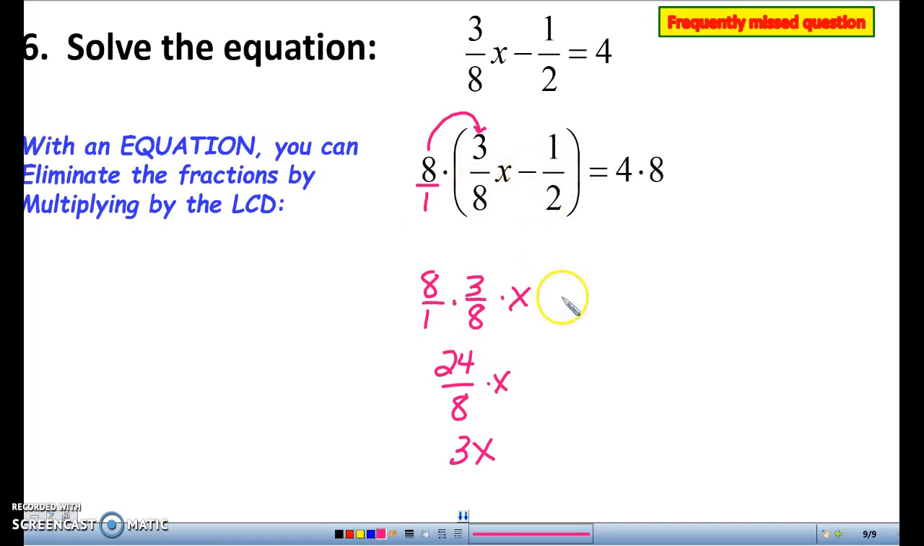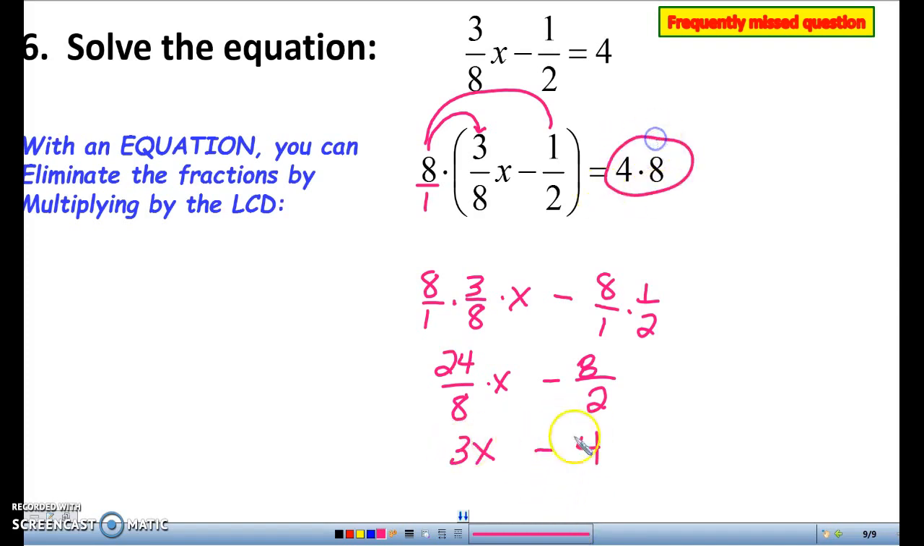Let's bring down that minus sign. Now we're going to take 8 times 1/2. Well, what is 1/2 of 8? Yeah, you know it. Here, if you multiply straight across, you have 8 divided by 2, which gives you 4. We've totally gotten rid of the fractions, but now you've got to do that multiplication. 8 times 4 equals 32. Now you can solve for your variable.